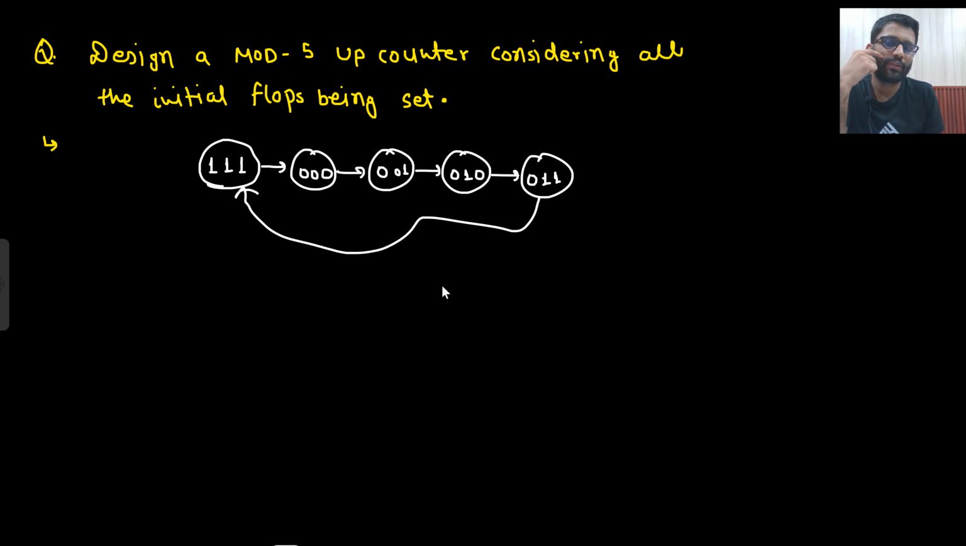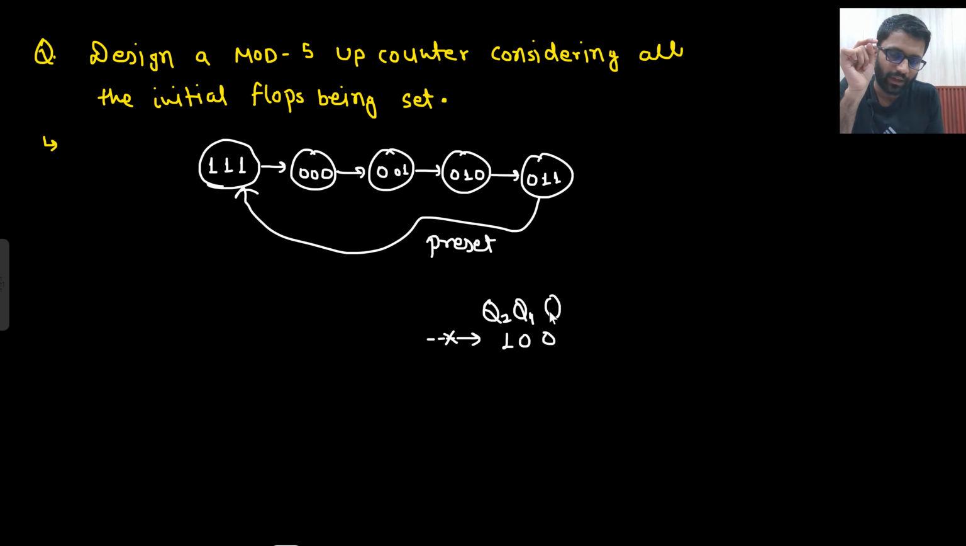Which input will you use? What do you think? Preset. Why preset? Because you need your initial condition to be set only. So I will use the preset input, right? So which is the first state which I don't want? That is 1, 0, 0.